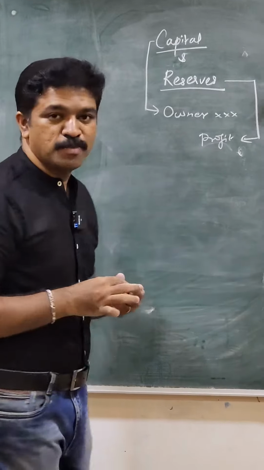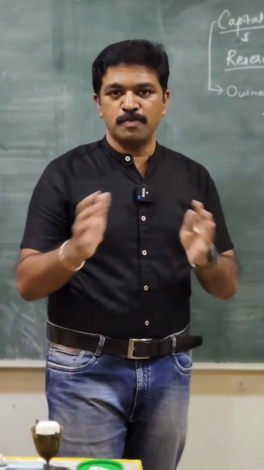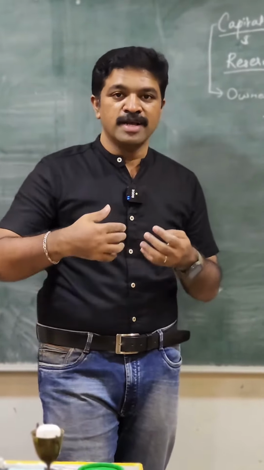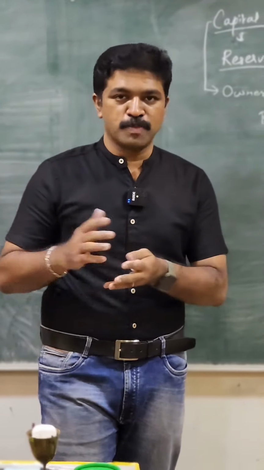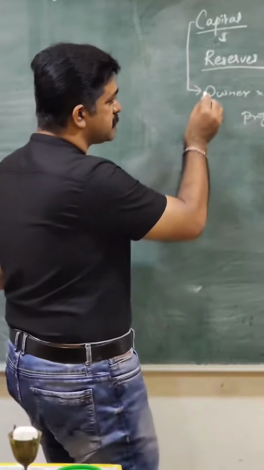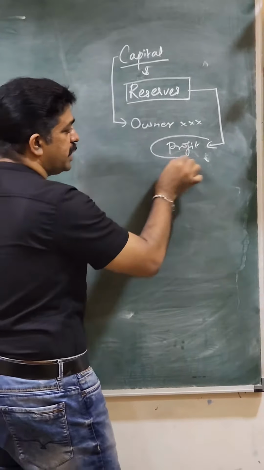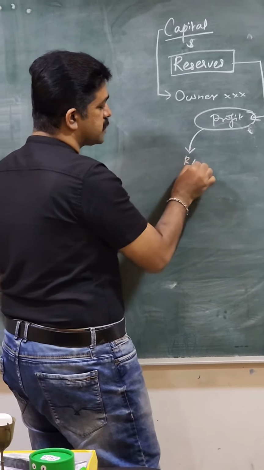See, when an entity makes a profit, it has two choices. One, to distribute all the profits in the form of dividends, or the other one is to retain the profit within the business or allocate the profit for various purposes. So the business has a choice to distribute the profit or retain the profit. When they retain the profit in various forms, we call it reserves and surplus.